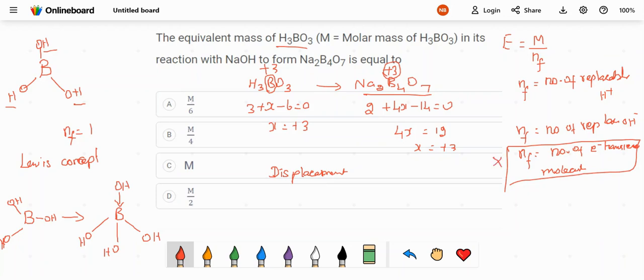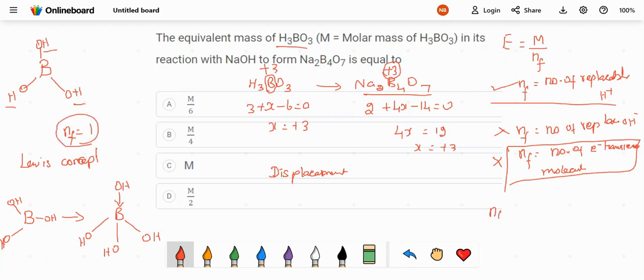This is not a base, even though it has OH. That is why we should not calculate n factor by the number of replaceable OH, and we have to calculate the number of replaceable H plus for an acid. But here H plus also cannot be donated, so you have to use the Lewis concept.